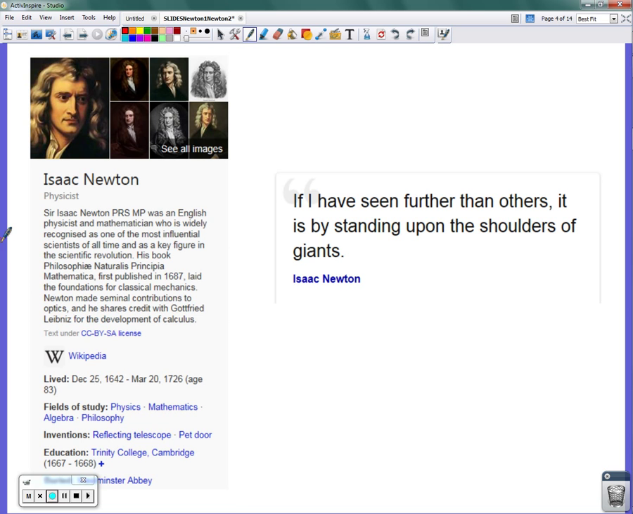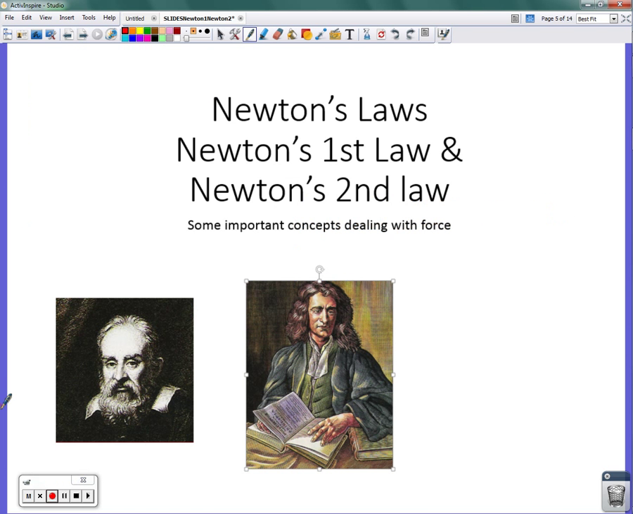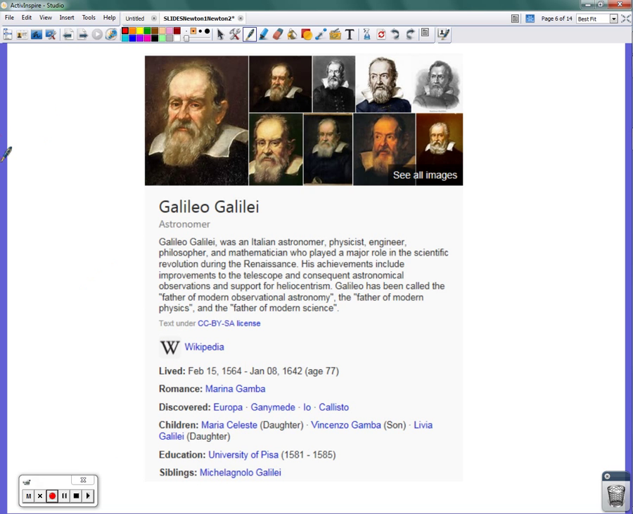And one of the giants that Newton was standing on the shoulders of is this guy. That's Galileo. So, here's Galileo's bio. Again, I realize it's from Wikipedia, but whatever, okay? So, if you look at Galileo's lifespan, he lived before Newton did, 1564 to 1642. If you're perceptive, you'll notice that Galileo died in 1642 and Newton was born in 1642.